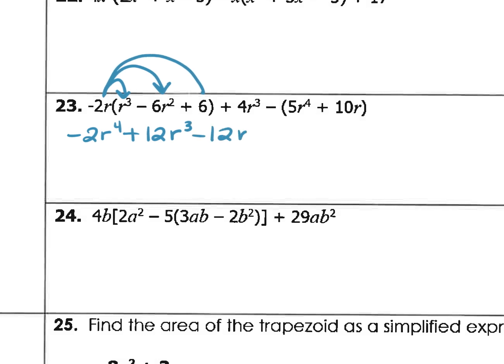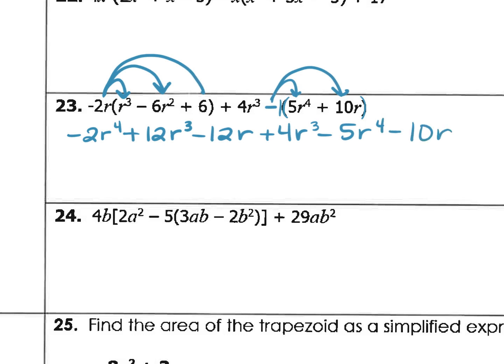Minus 12r. Okay. Oh, this one's tricky. Did you distribute 4r cubed? Because you can't. There's this minus here. What number is in front of these parentheses? It's a negative 1. So essentially you're distributing a negative 1 here. So this is plus 4r cubed minus 5r to the 4th minus 10r.